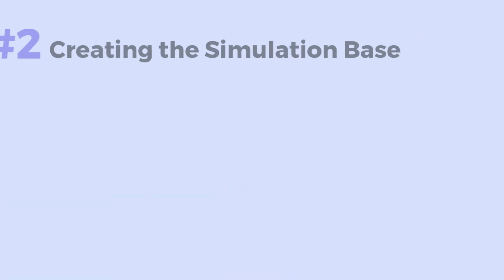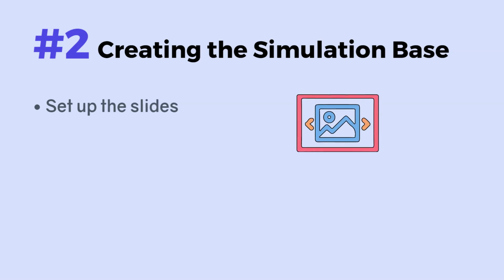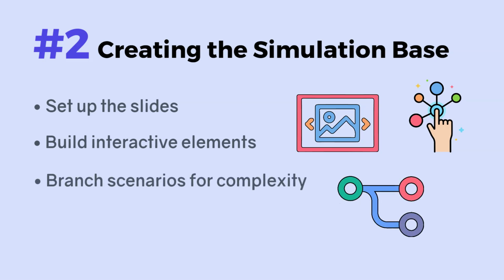Second step, creating the simulation base. This also has 3 sub-steps, last of which is optional. 1. Setting up your slides by designing the basic layout of your simulation slides and deciding on the visual elements, navigation buttons, etc. 2. Building the basic interactive elements of your simulation by using Storyline 360's built-in triggers, layers, variables, etc. 3. Which is the optional step, is adding multiple paths based on learners' choices using Storyline's branching features in case you want to create a more complex simulation.